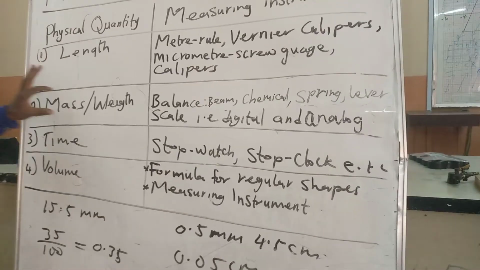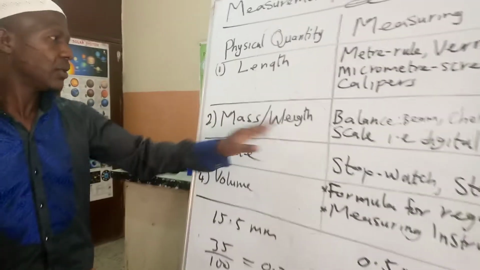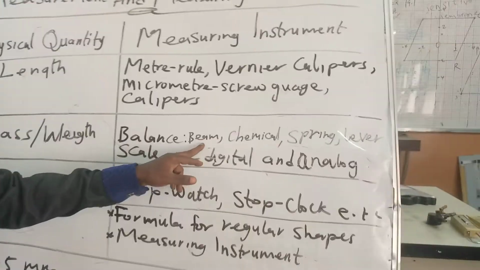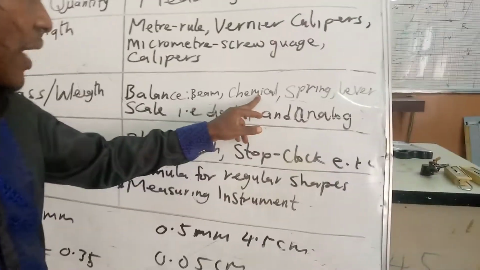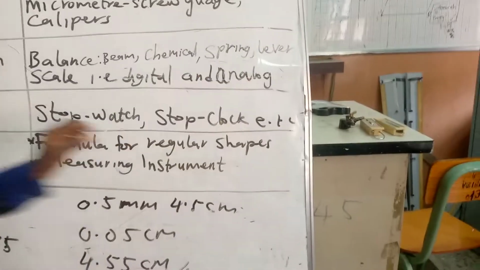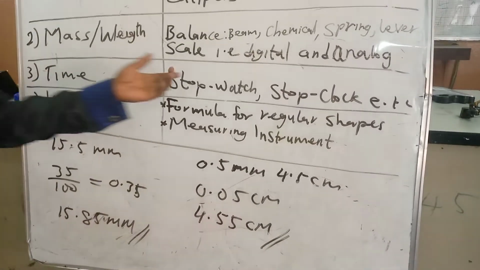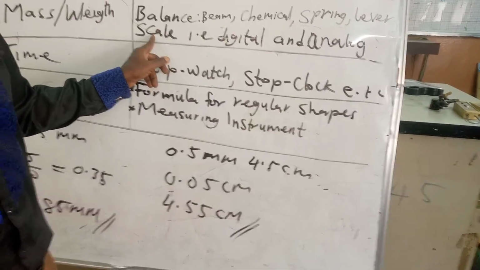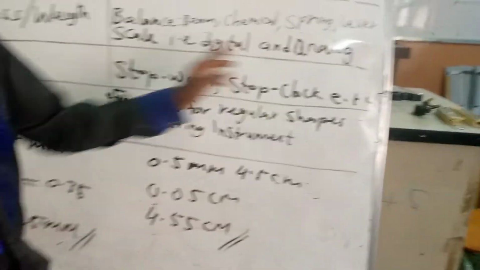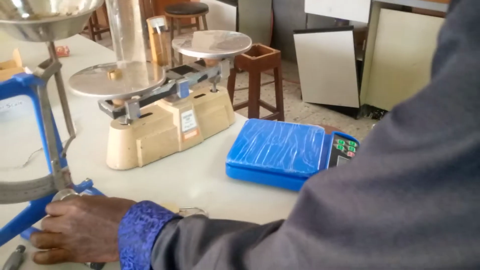Now let's go to the measurement of mass or weight. To measure mass, you can use a beam balance, a chemical balance, or a lever balance. But to measure weight, we use a spring balance. You can still use a scale, either digital or analog. Let's try to measure some things here. For instance, this is 50 gram. Let's use this lever balance.